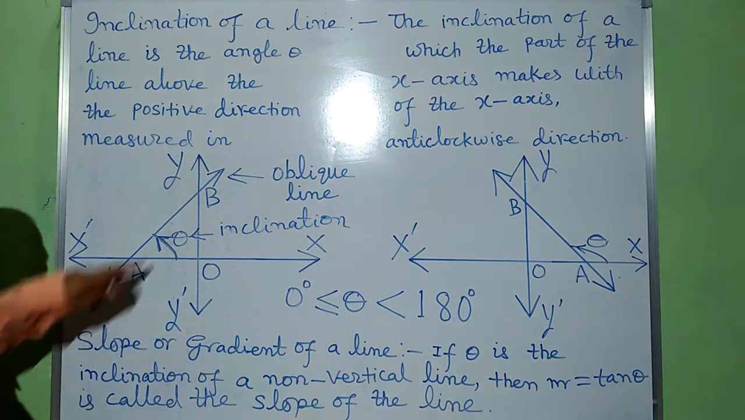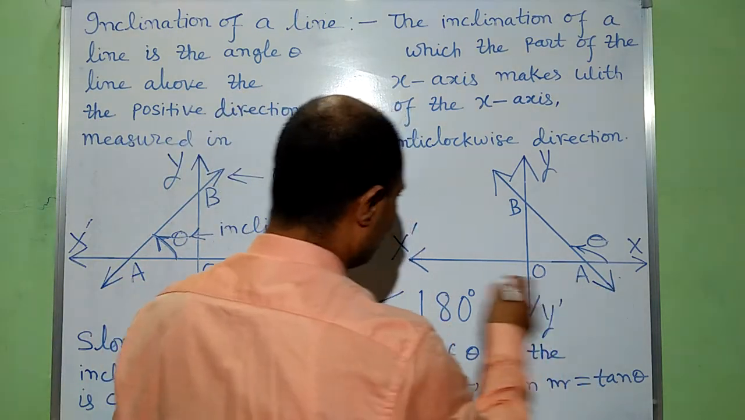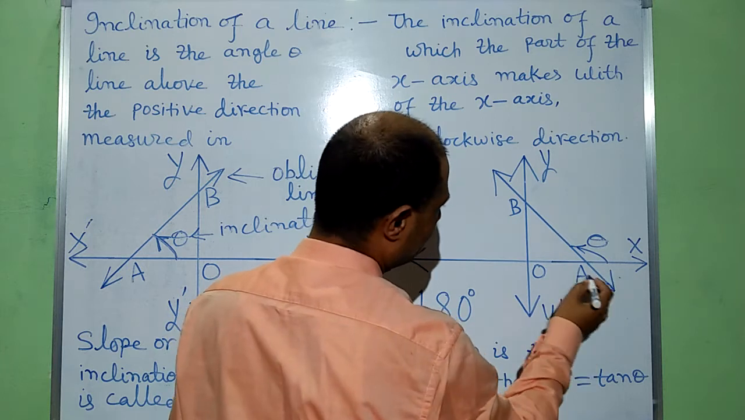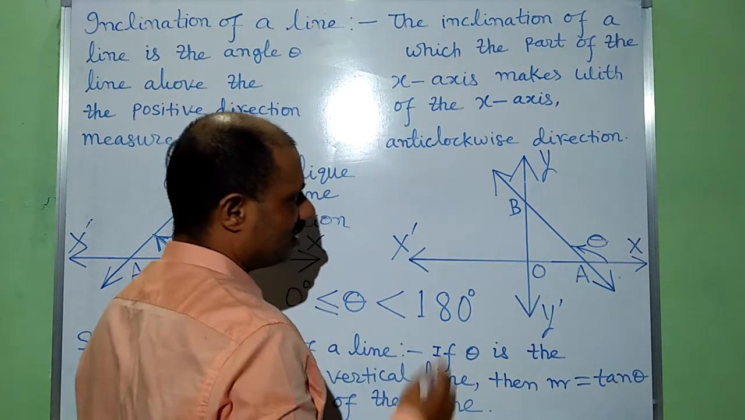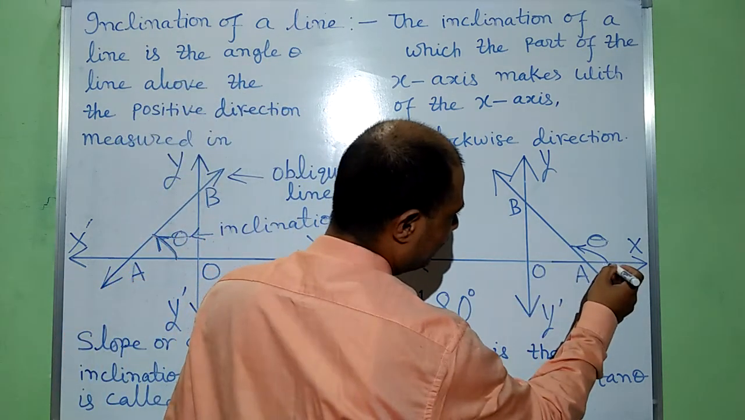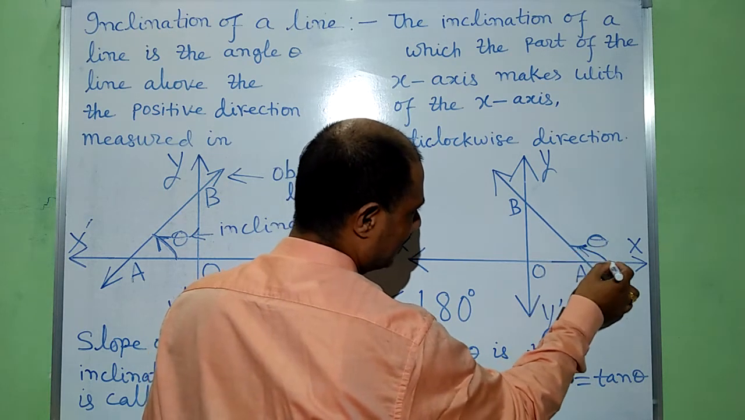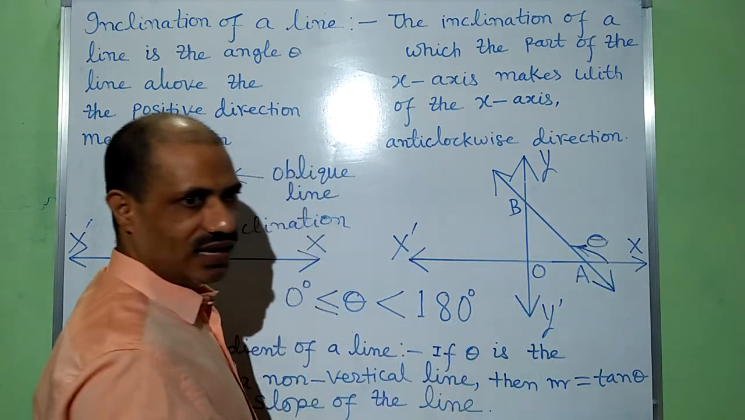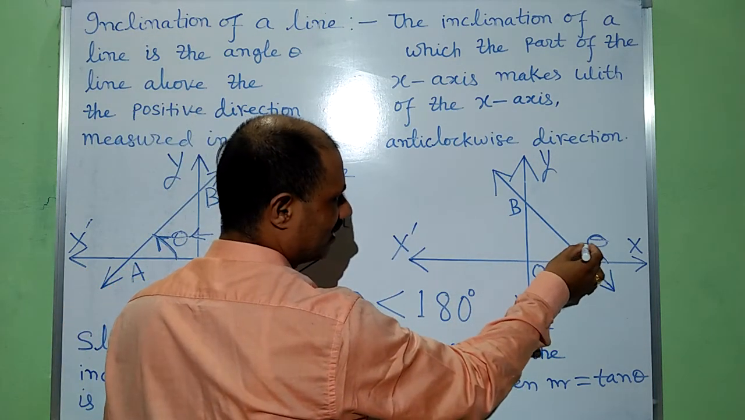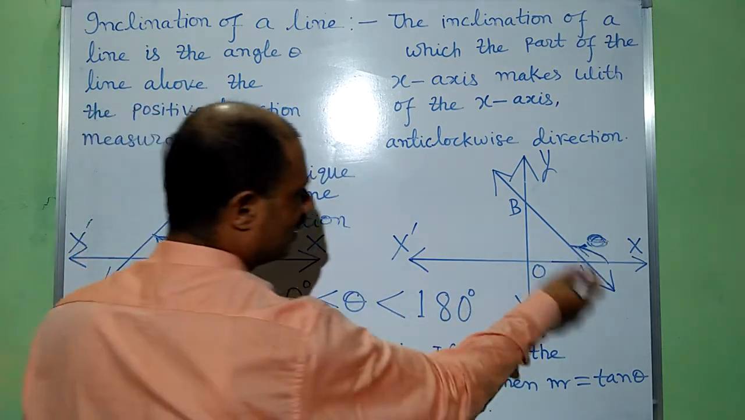of this line AB. Similarly, here x dash and y dash are two axes in which AB is a line which is neither vertical nor perpendicular. When we measure its angle in anti-clockwise direction like this, above x-axis and in anti-clockwise positive direction, then this angle is called inclination of this line AB.